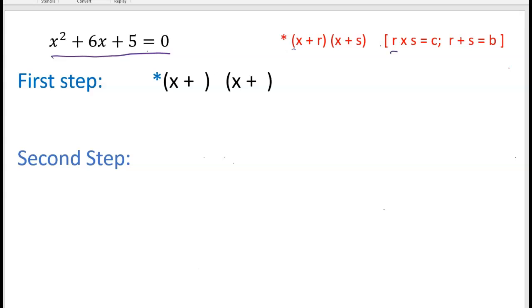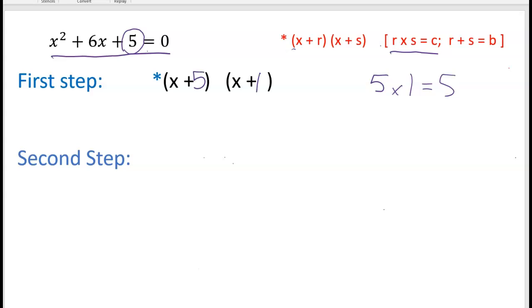We know that r times s must equal c, or, in this case, 5. So 5 has only two numbers that when multiplied together can equal 5, and that is 5 times 1. Now, does 5 times 1 equal 5? Okay. Those are our only two options. So let's put 5 and 1 here.